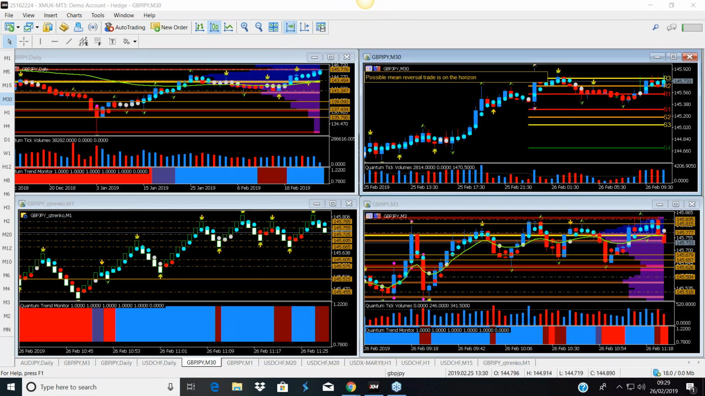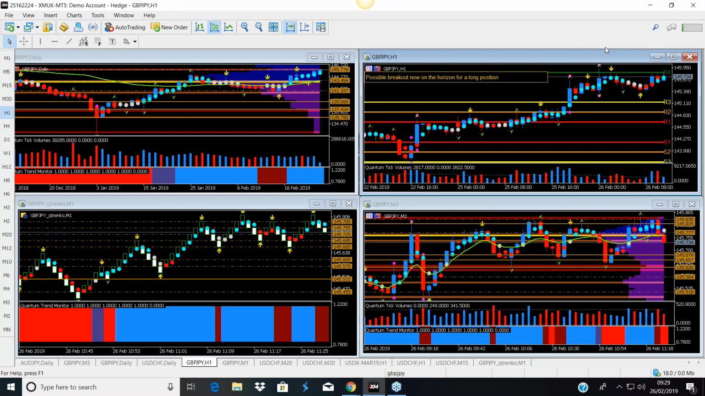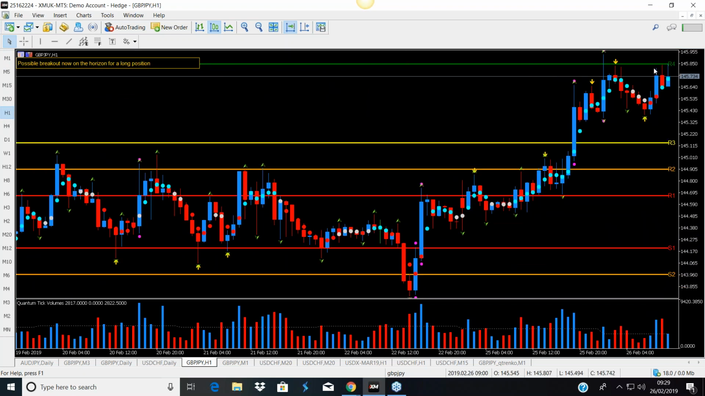Okay, we're just back on the dear old pound yen, and back on the hour. As we can see here, that's on 30-minute. There we are. That's the critical level. If this is one of yours, sort of for an entry, well, clearly it's got to go through that level here.